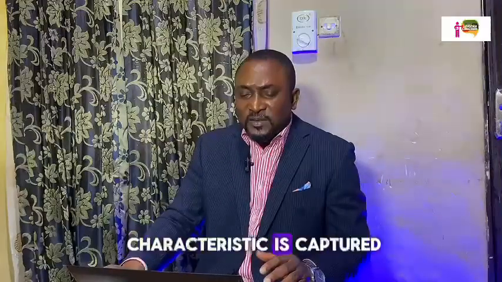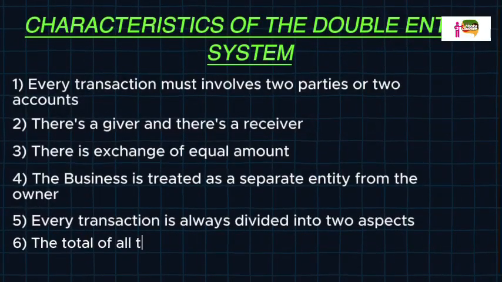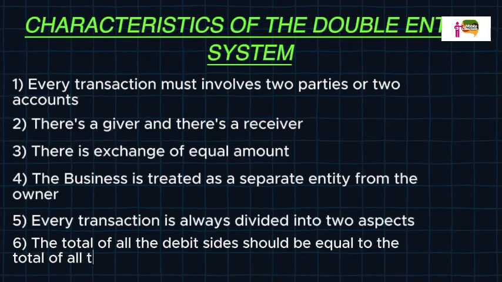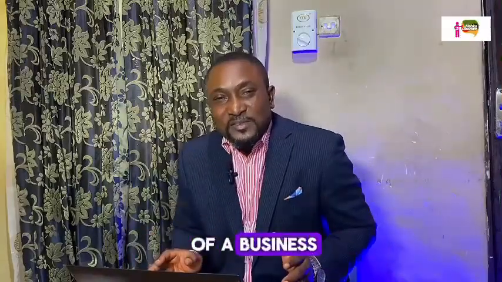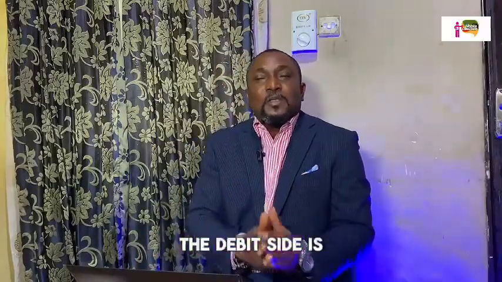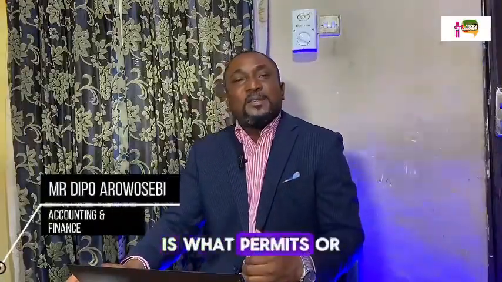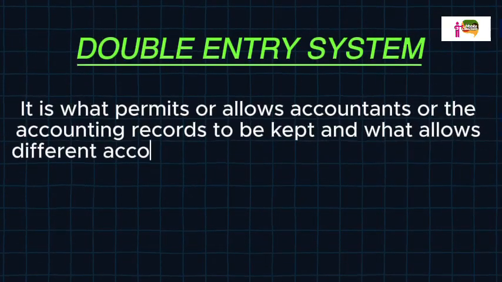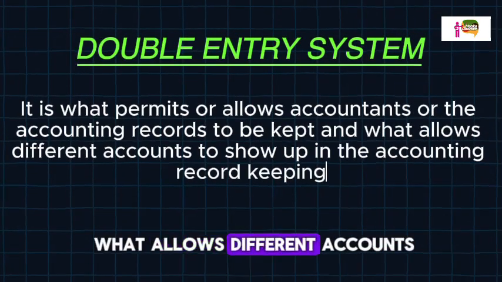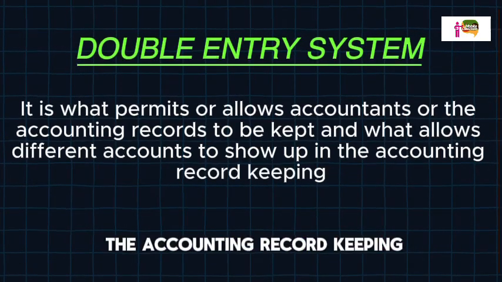The last characteristic is that under the double entry system, it is expected that the total of all the debit sides will be equal to the total of all the credit side. So that is why when you see a trial balance of a business, the debit side is equal to the credit side. Now, the double entry is what allows accounting records to be kept and what allows different accounts to show up in the accounting record.